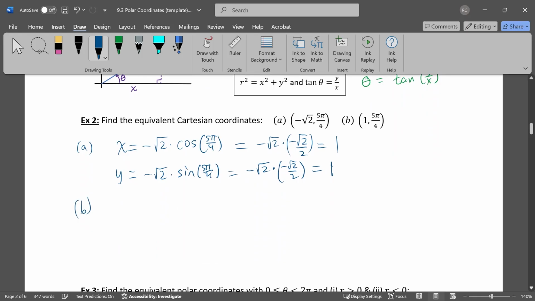Okay. Now we'll do b. So same exact idea. X is 1 times cosine of 5 pi over 4. So that's just negative root 2 over 2. And y is 1 times sine of 5 pi over 4, which is also negative root 2 over 2.